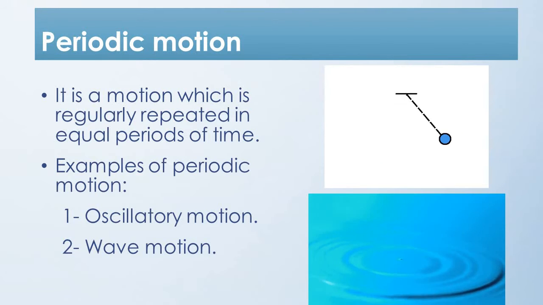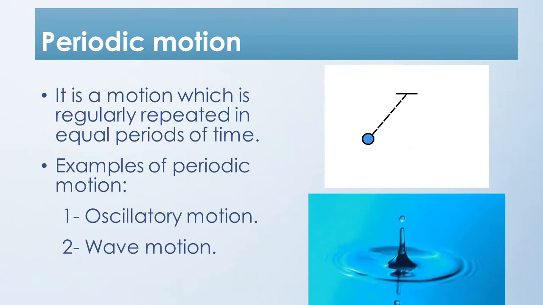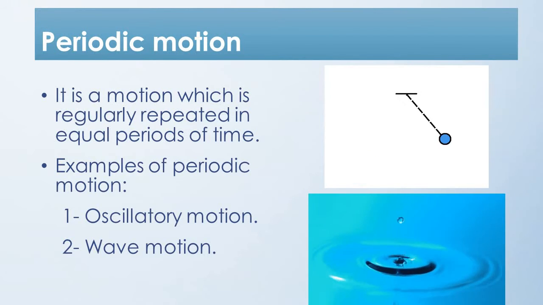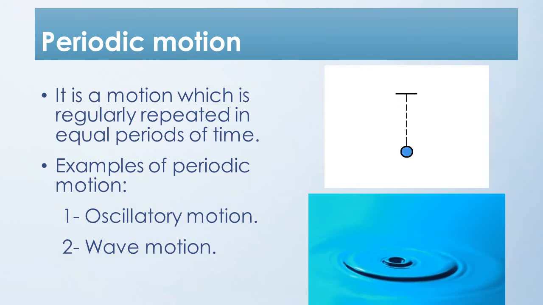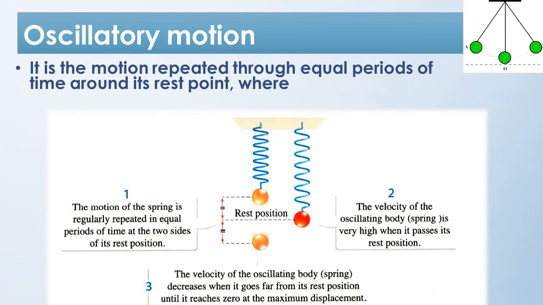Here we have two examples of periodic motion. One is called oscillatory motion. Lesson one is about oscillatory motion, which is one of the periodic motions, and the other is wave motion. Let's start with oscillatory motion. Of course, oscillatory motion is a type of what? Yes, it's a type of periodic motion. So it's a motion that repeats regularly at equal periods of time.